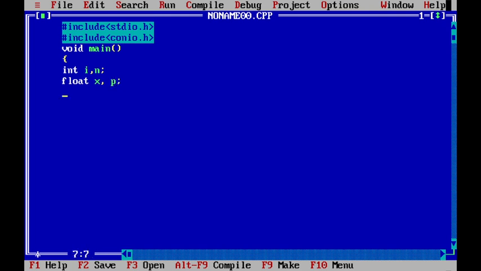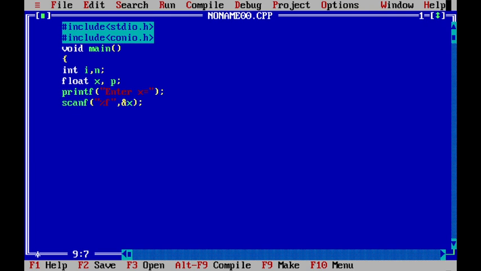Next printf, enter the value of x, or just write out enter x. Then next scanf, since it is a floating point, so real number %f and x.